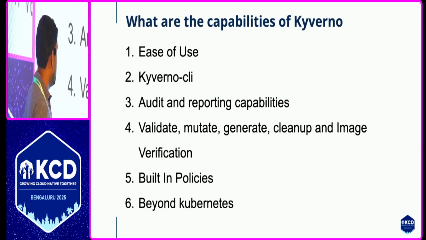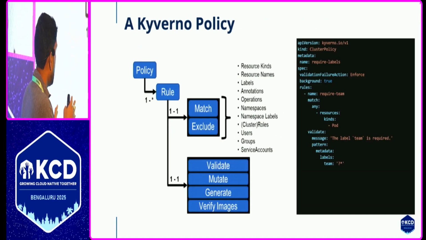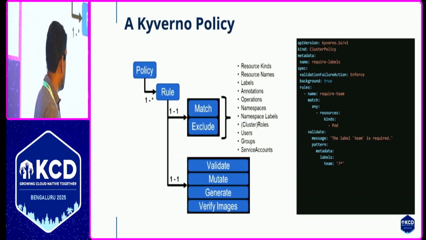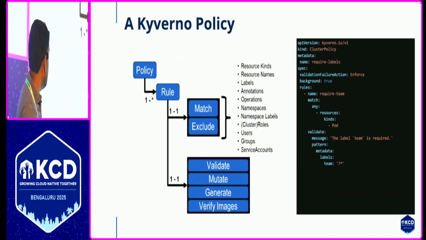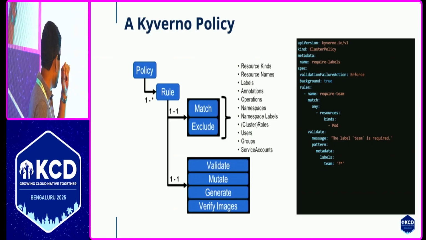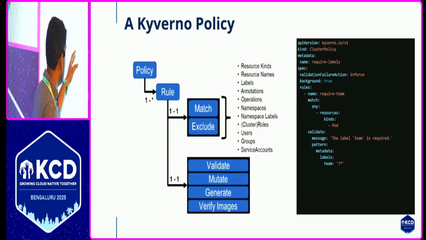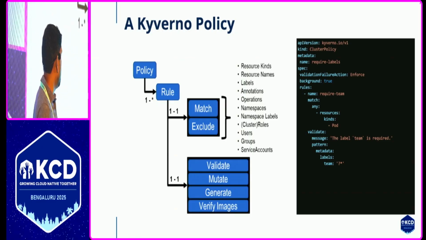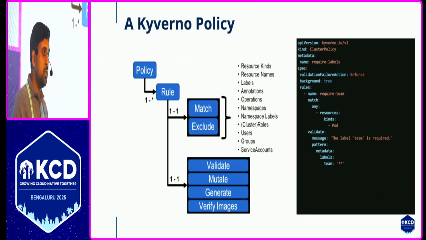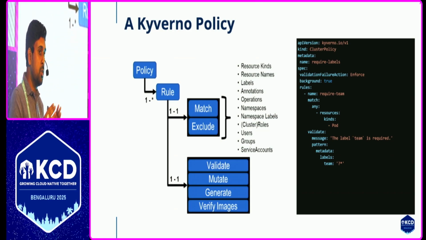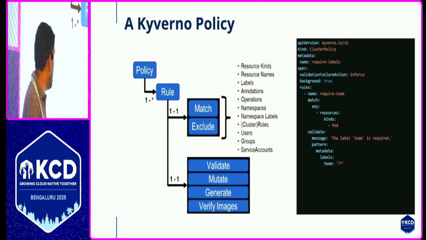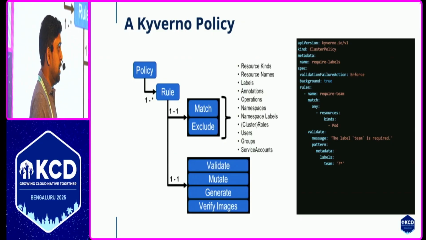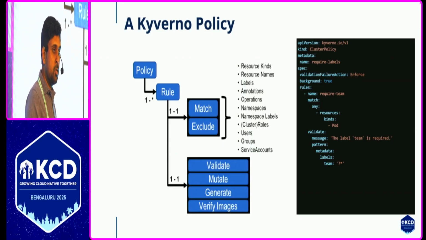Let's now deep dive into how a novice person can write or author a policy. This is a typical structure of a Kyverno policy, where you will see that there is a rule, right? And inside the rule you will have two sections. One is the match section, which matches the resource that you want to apply the policy on, right? You can even define the exclude function, which can filter out your resources based on certain conditions, right?